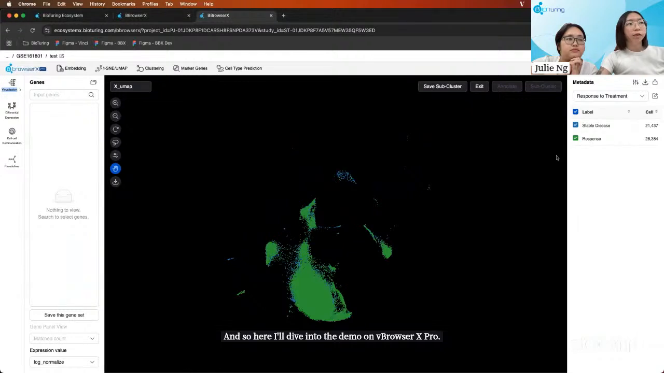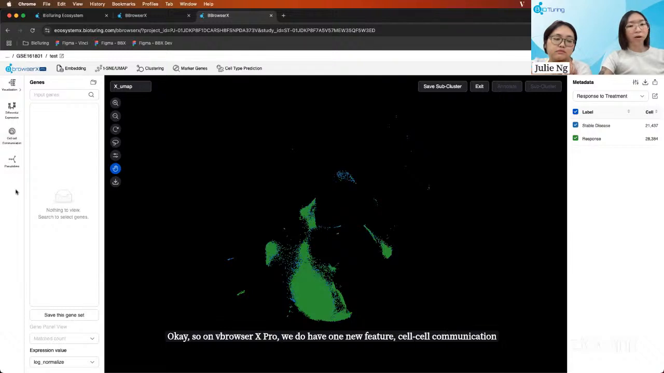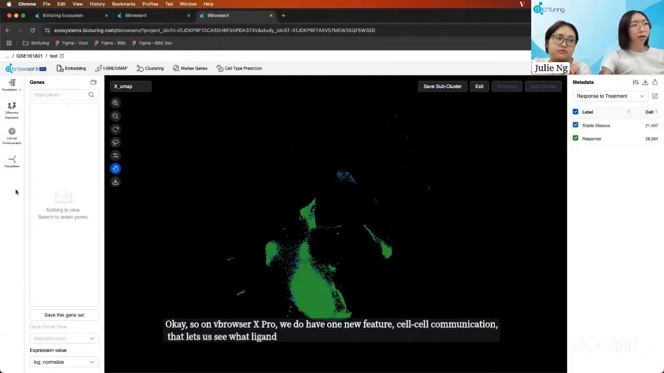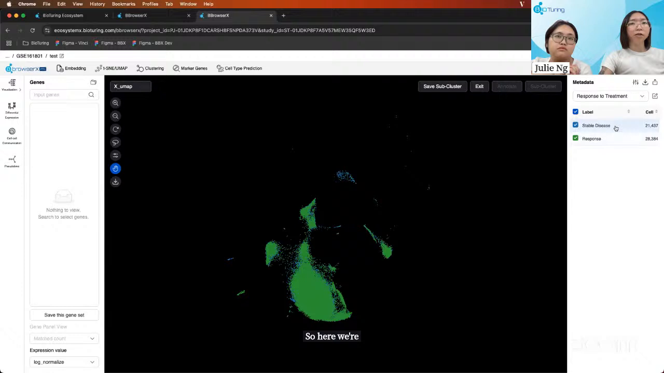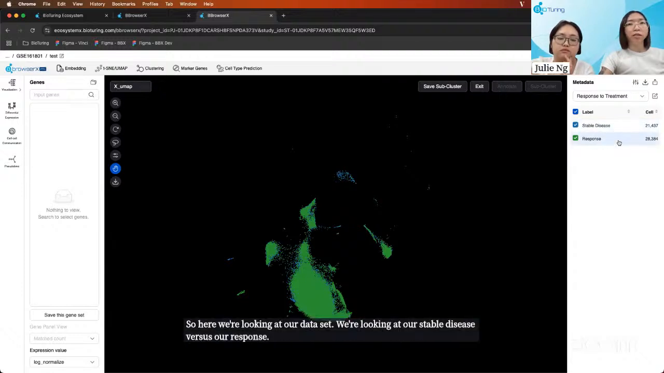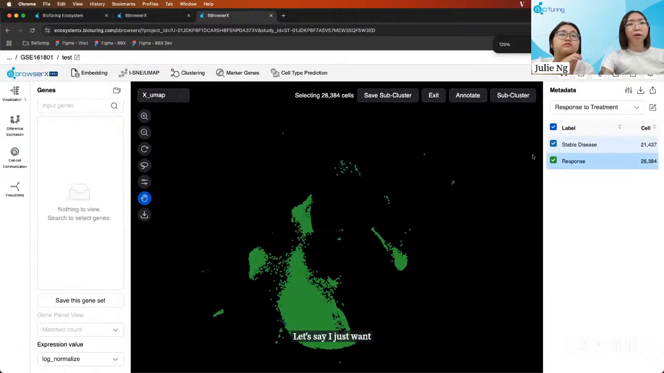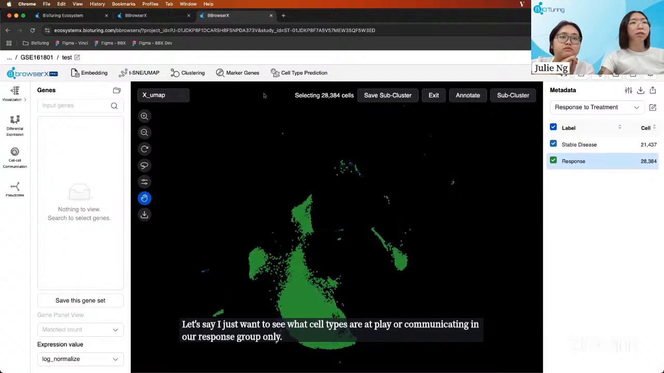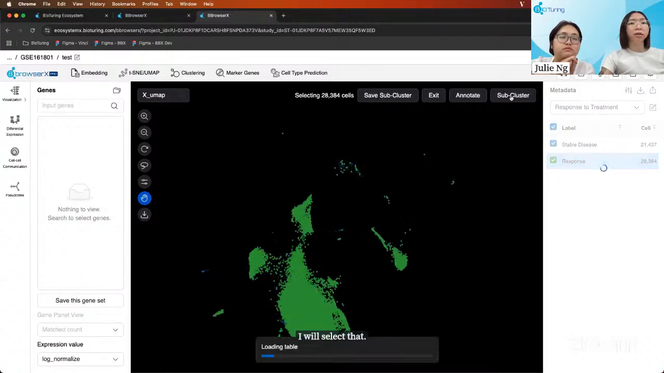On vBrowser X Pro, we have one new feature, cell-cell communication, that lets us see what ligand and receptors are at play and what kind of cell types are communicating with each other. Here we're looking at our data set, our stable disease versus our response. Let's say I just want to see what cell types are communicating in our response group only. I will select that and subcluster that.